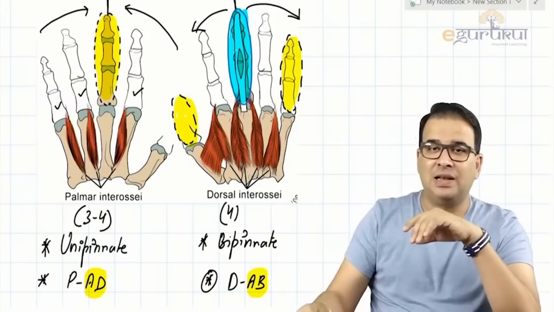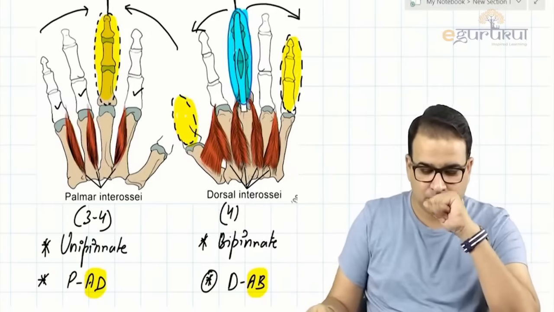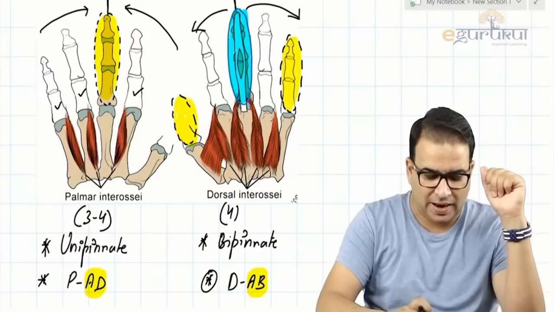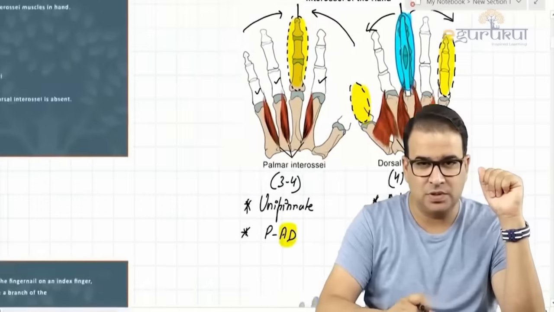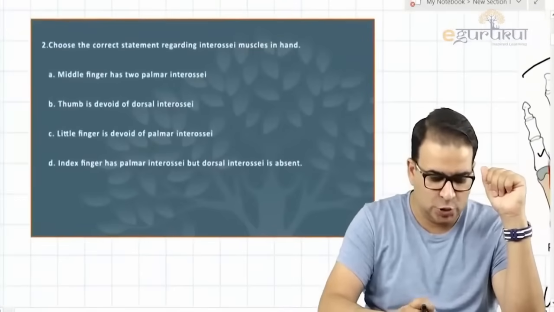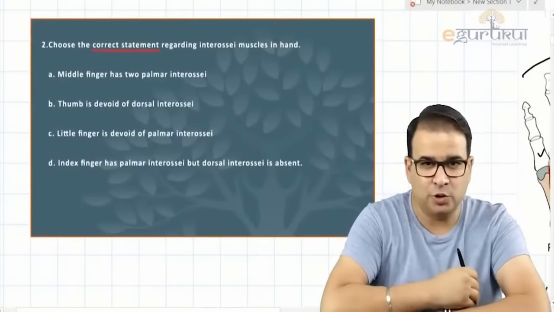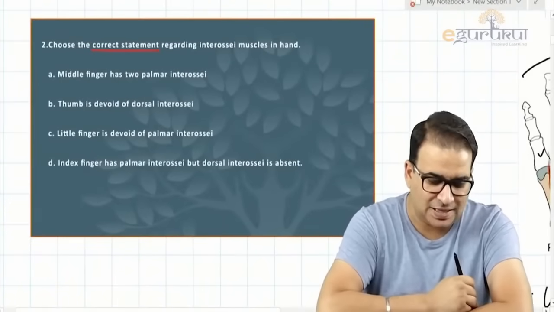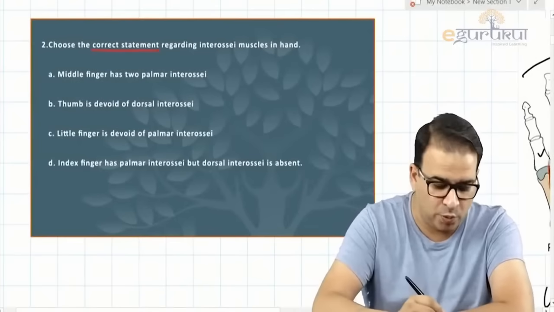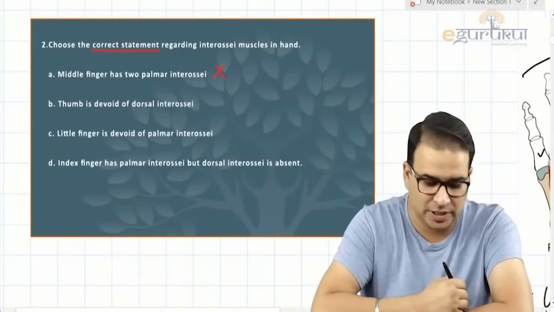And the ones which are not having it are the thumb and the little finger, right? If I go back and read those options for you again from this question, it says choose the correct statement regarding the interossei. The first statement says the middle finger has 2 palmar interossei. No, it has 2 dorsal interossei.